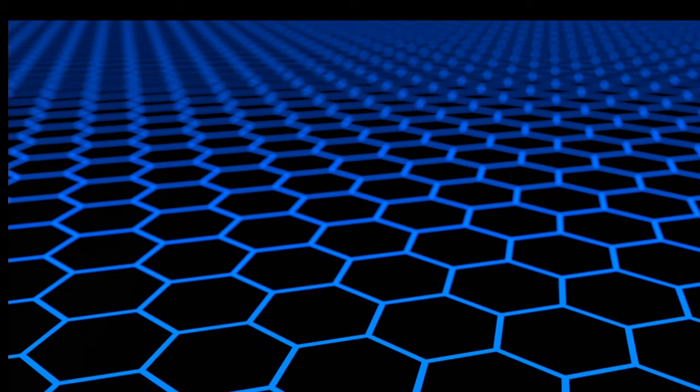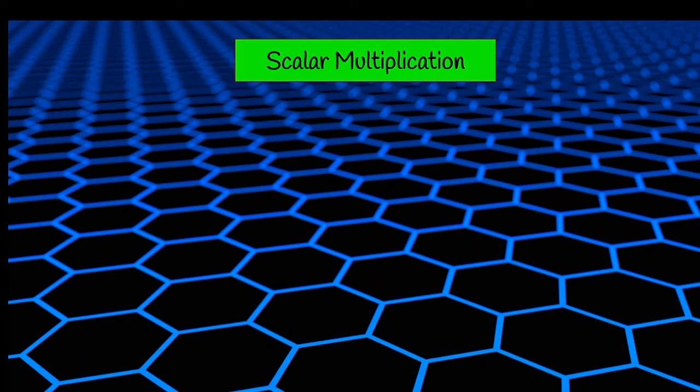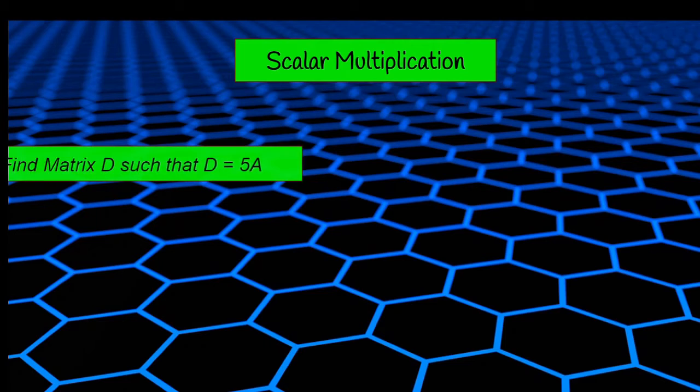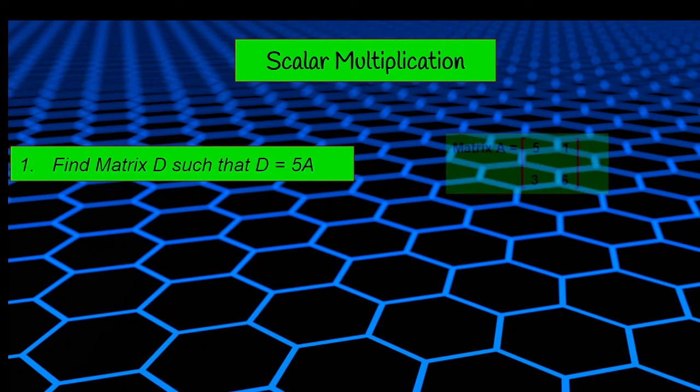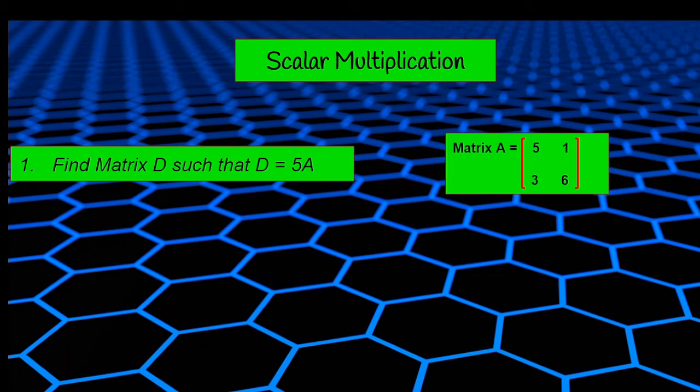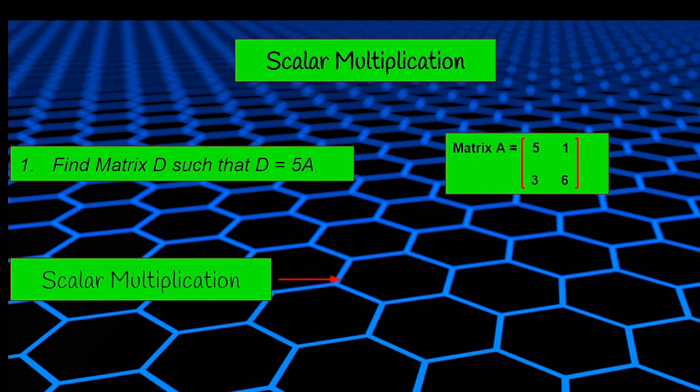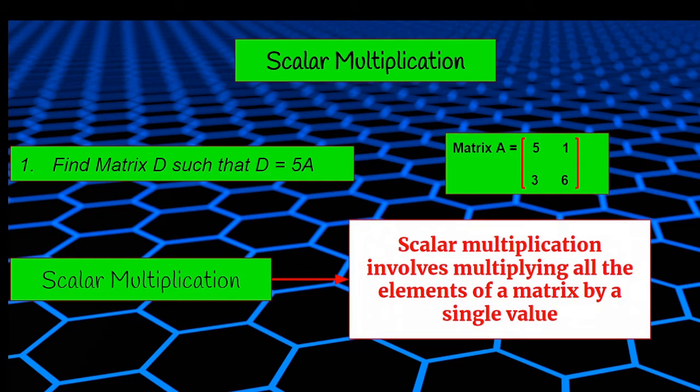First part of this series, where we'll take the first question and by so doing, look into scalar multiplication in matrices. So the first question says that we should find matrix D such that D is equal to 5A. And our matrix A was given as follows. So what is scalar multiplication? Well, this involves multiplying all elements of a matrix by a single value.